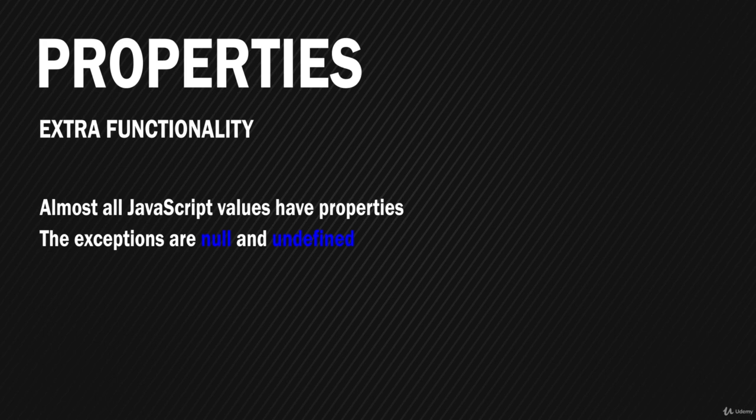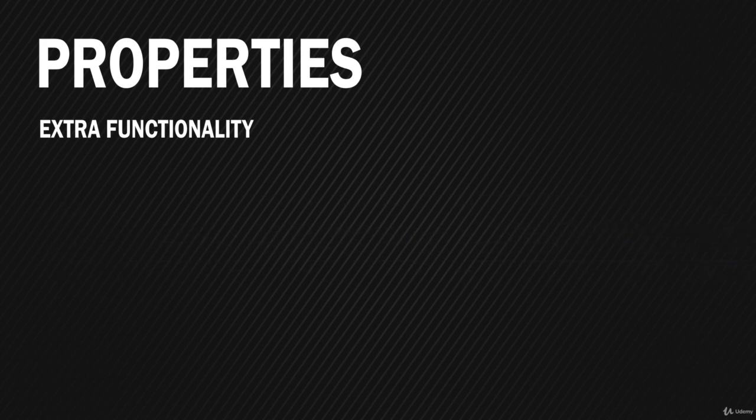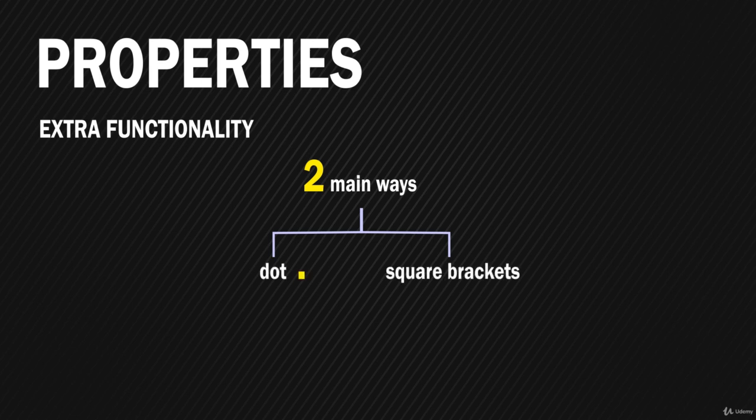Now the question you're probably asking is, cool, I know there are properties on strings and numbers and objects, but how do I access these properties? What do I type in order to get these properties so I can use them? Well, there are two main ways you can do that. The one is by using the dot notation, and the other one is by using the square brackets notation. They can both achieve exactly the same thing. The dot is just a lot more popular.